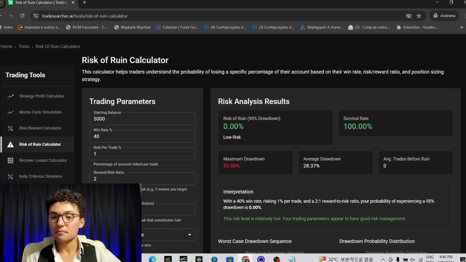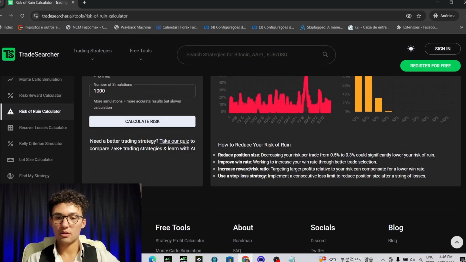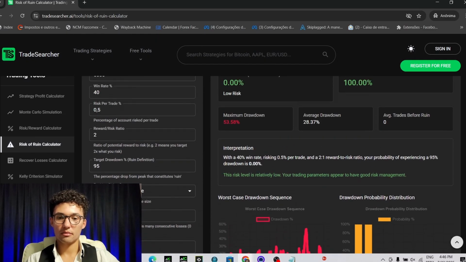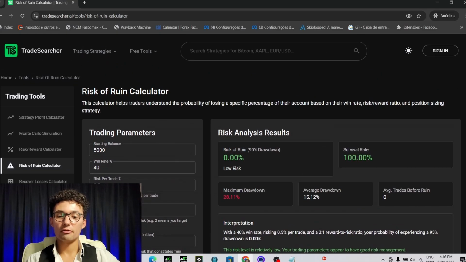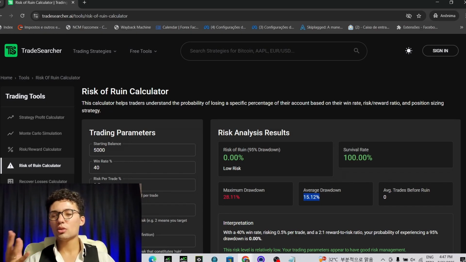So here, even though you can decrease your drawdown, let's set it to 0.5. It came from 50-something, 53, to 28%, and the average 15. But what is the problem here? The problem is that you still have just 30,000, or 50,000. This is too little money to risk 0.5%. This is too little money.